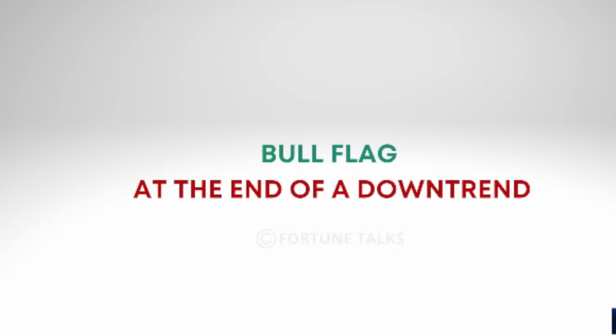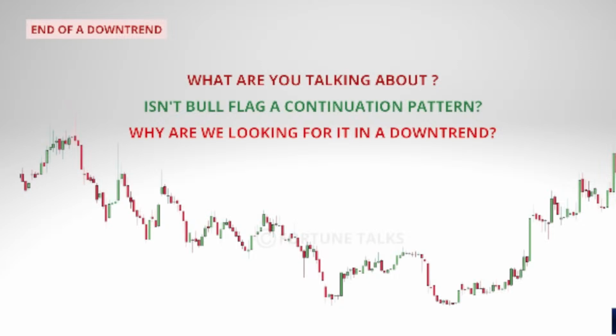Now you are probably thinking, what the hell is this dude talking about? Just a few minutes ago you said that bull flag is a trend continuation pattern. Now why are we looking for it in a downtrend? Yes, there is no denying that the bull flag is indeed a trend continuation pattern. But what if I tell you that there is a way you can profit by using the bull flag as a trend continuation pattern even in a downtrend?